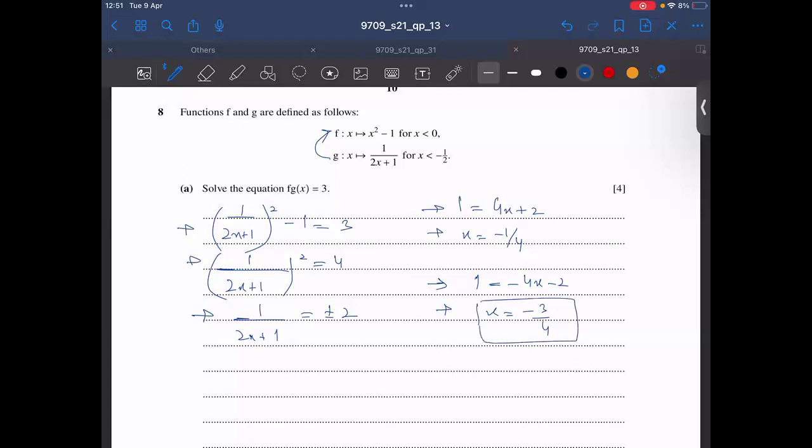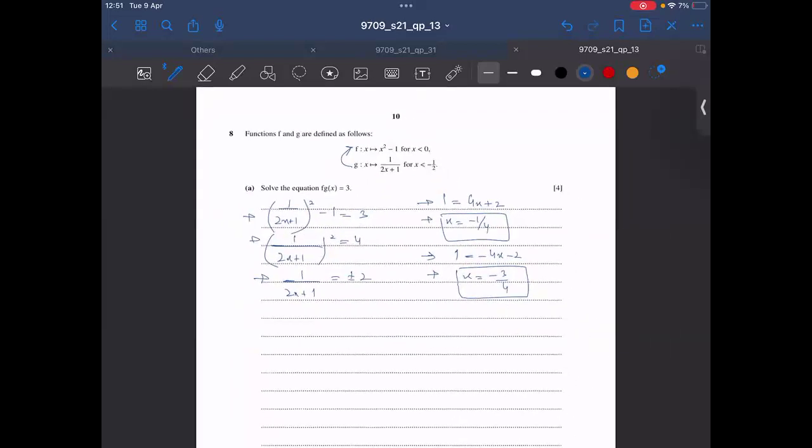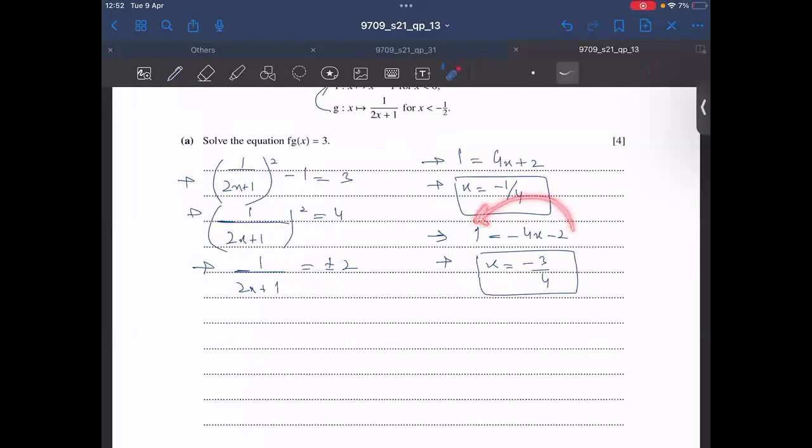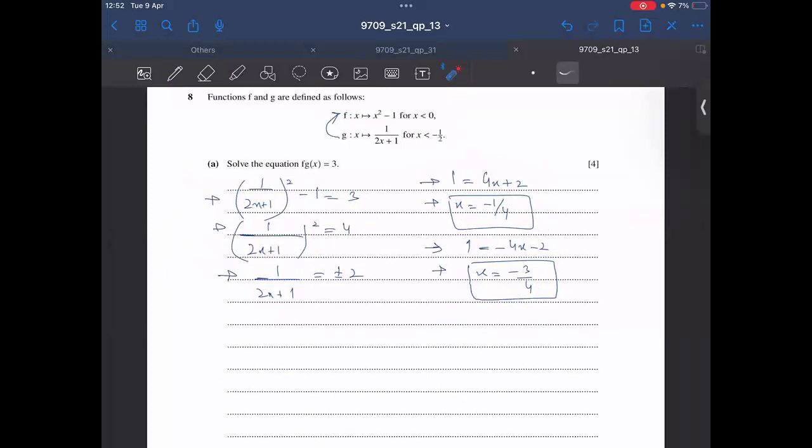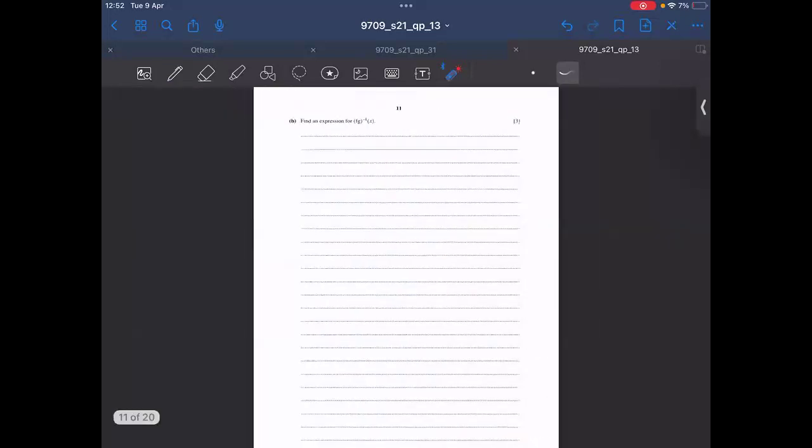We'll get 2 values of x. Iman, is it clear or not? Sir, will you get 3 by 4 in positive? No. So you're going to add 2 to 1, so it's going to be plus 3, and divide by minus 4, so it's going to be minus 3 over 4. All right? Okay, sir. Okay? Let's move on.